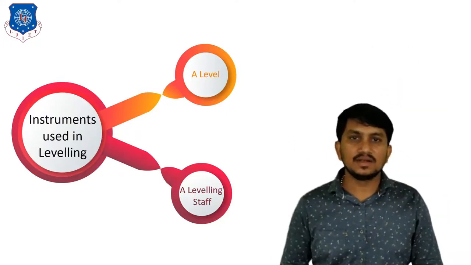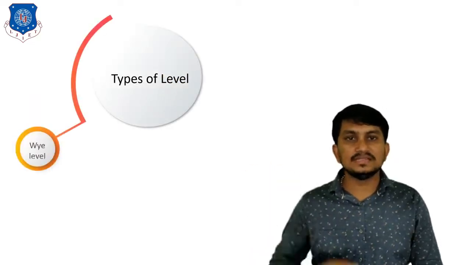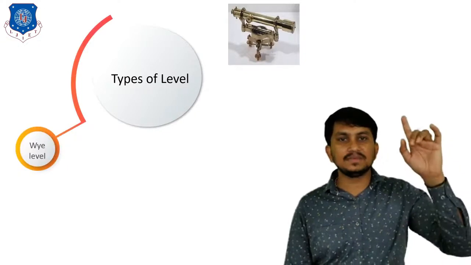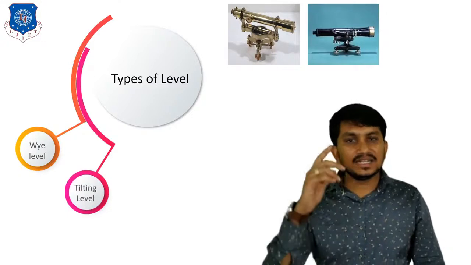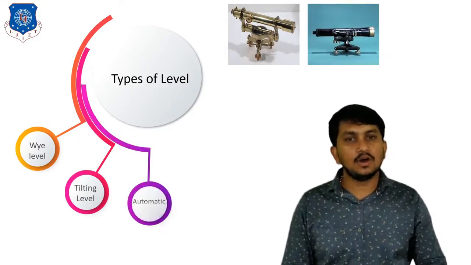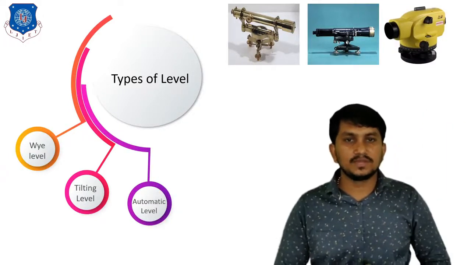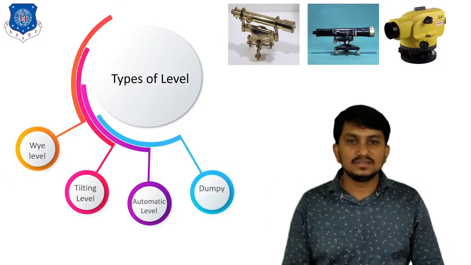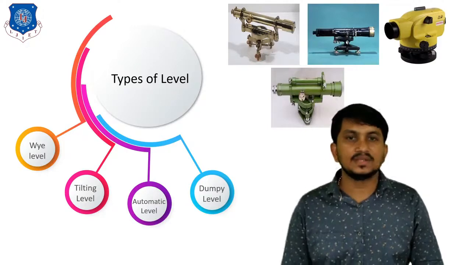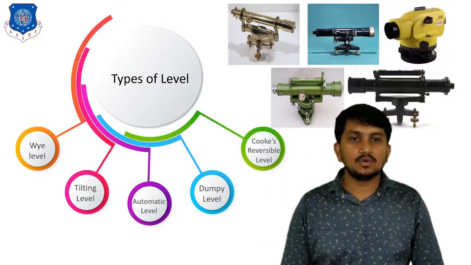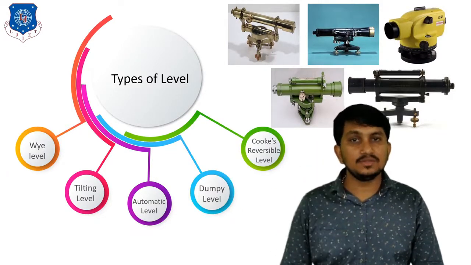The level is of various types. Let's see the types of level. First type is the Y level. Because its shape is like a Y, it is called a Y level. Second is the tilting type of level. Third is the automatic type of level. Nowadays, this automatic level is broadly used in leveling. Fourth is the Dumpy level. This is the basic instrument which can be used in leveling. Fifth is Cook's reversible level. Okay, these are the various types of level which can be used in leveling.